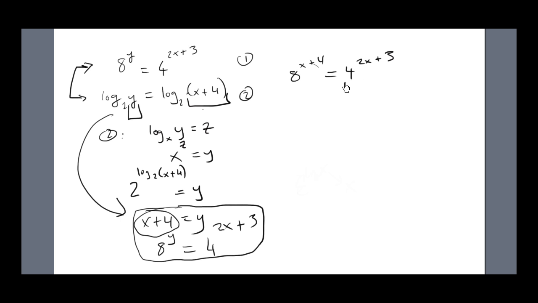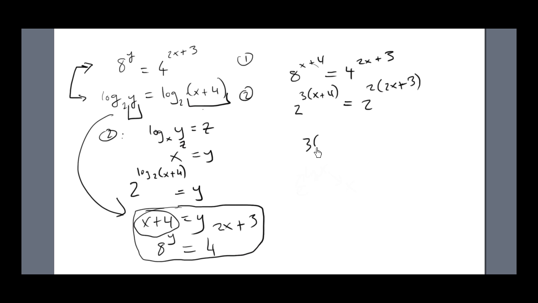So how do we equate these or bring them down? What I would do is write them in terms of the base 2. So 8 is 2 to the power of 3, and 4 is 2 to the power of 2. So that's actually 2 to the 3 to the power of x plus 4, so x plus 4 needs to go there as a multiplier. Here that's 2 to the 2, and then 2x plus 3.